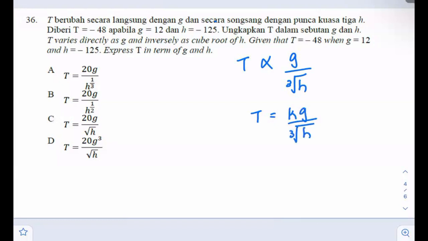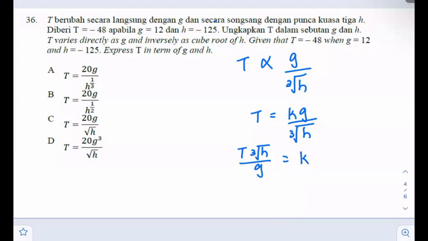And now in order to calculate k, we have to put the cube root of h over there and g over here. So it will be t multiplied with the cube root of h over g. When you want to move division to the left-hand side, you have to make it multiplication. And when you want to move multiplication to the other side, you have to make it division. So k will be equal to t multiplied with the cube root of h divided by g.